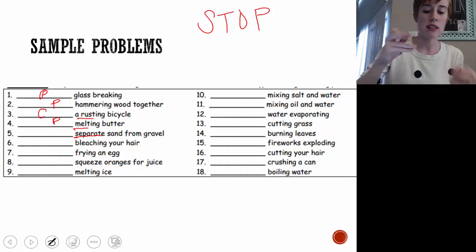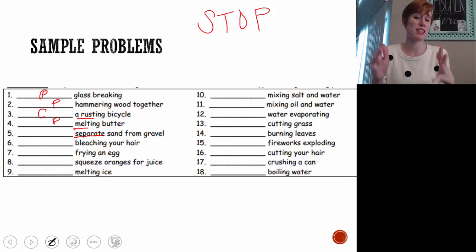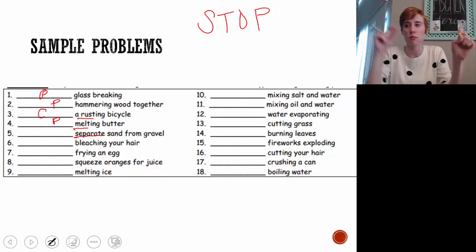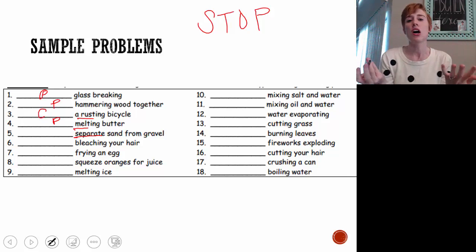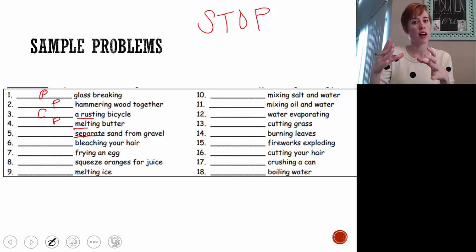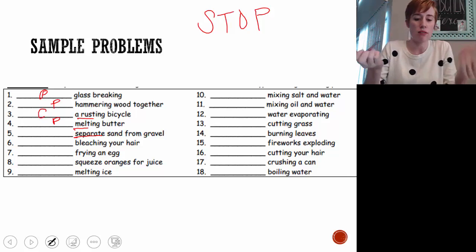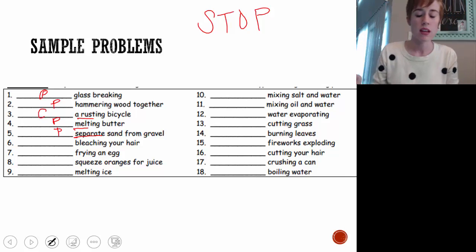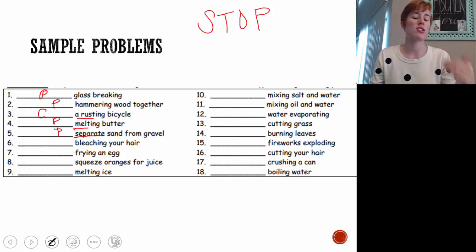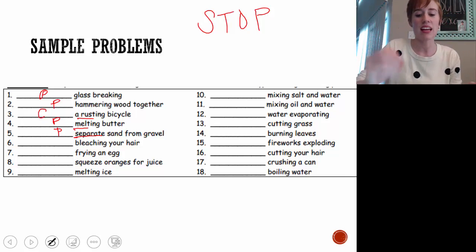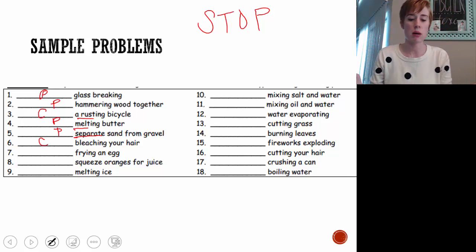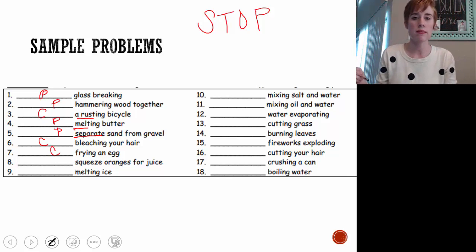What if I separated the sand from the gravel? If you had a lot of time on your hands and I gave you a bunch of dirt and I told you to separate every sand particle from every gravel particle, all you're doing is physically changing the look of the dirt, but it's still sand and gravel, right? So it's a physical change. Bleaching your hair. That causes your hair to totally change color, right? And color is a key word for a chemical change. What about frying an egg? Well, if I add heat to something and it's now changed its substance, then that's a chemical change, right?